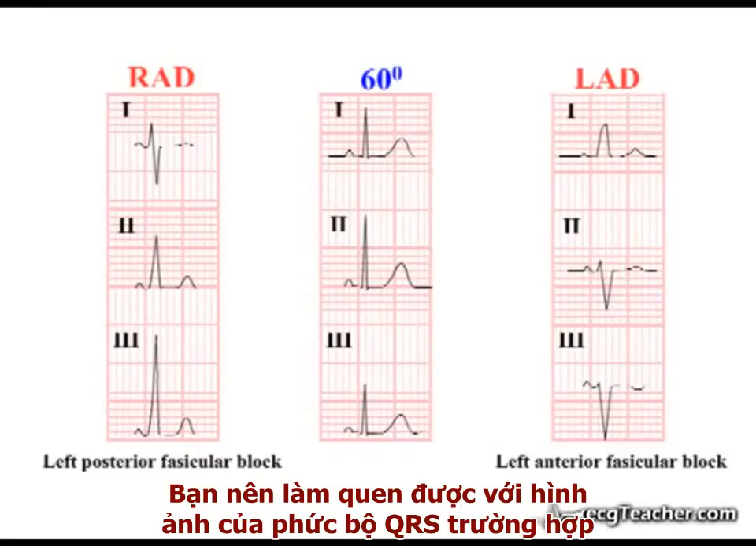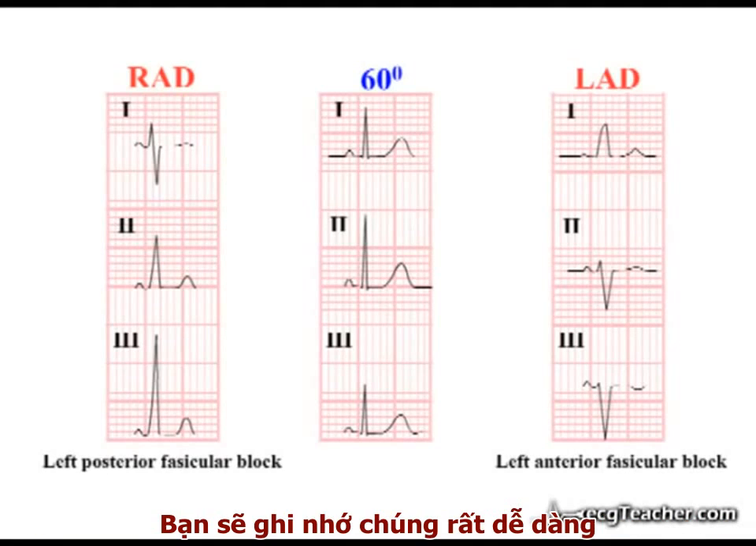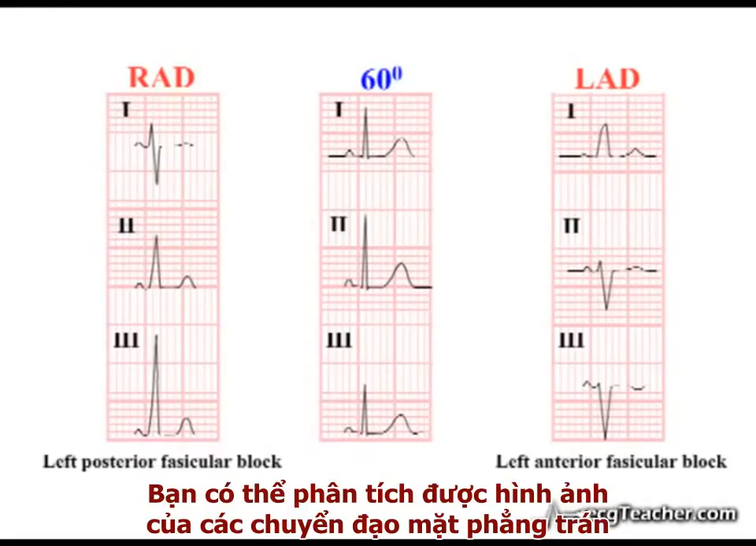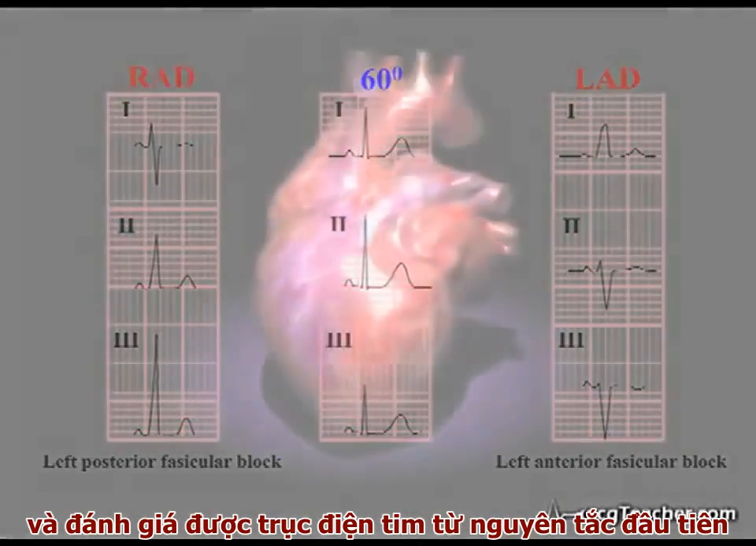And positive and negative components of the QRS complex in the individual leads separate to some degree. It is well worth being familiar with the QRS patterns of left and right axis deviation in the standard limb leads. You may simply memorize these patterns. Alternatively, as outlined in video 2 of this section, you can analyze the morphology of the frontal leads and determine the axis from first principles.